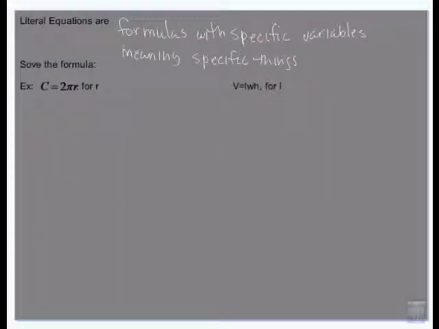Okay, a literal equation is a formula. You guys talk about formulas in science class. This is a circumference formula where C is the circumference is equal to 2 times pi times the radius. So the two variables C and R mean specific things. So I want to solve C equals 2 pi R for R. So I want to get rid of 2 pi and divide both sides.